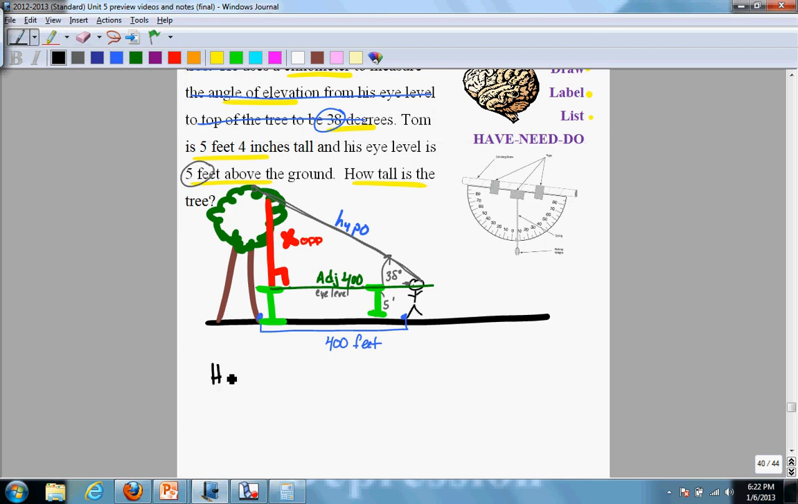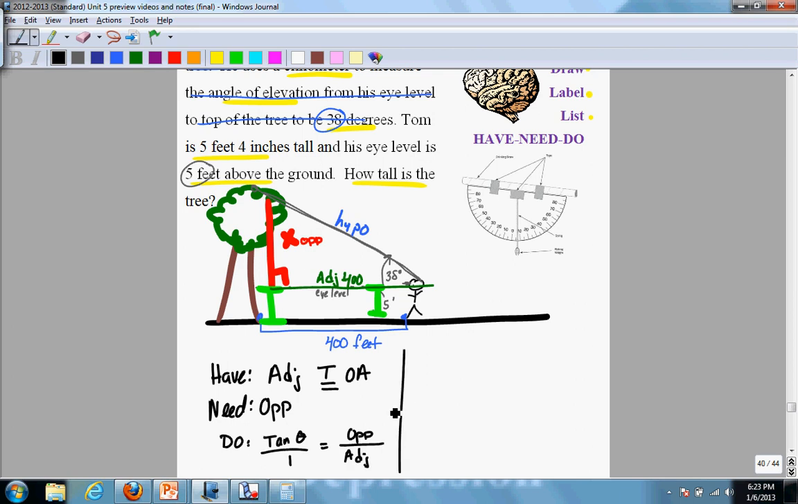So, have, need, do. Have: I have the adjacent side. I need, in this case, the opposite. So I have an OA combination. What goes with OA? SOH CAH TOA. TOA. So I write down my ratio. Tangent of theta over 1 equals opposite over adjacent. I'm going to stop, wait for you to catch up.